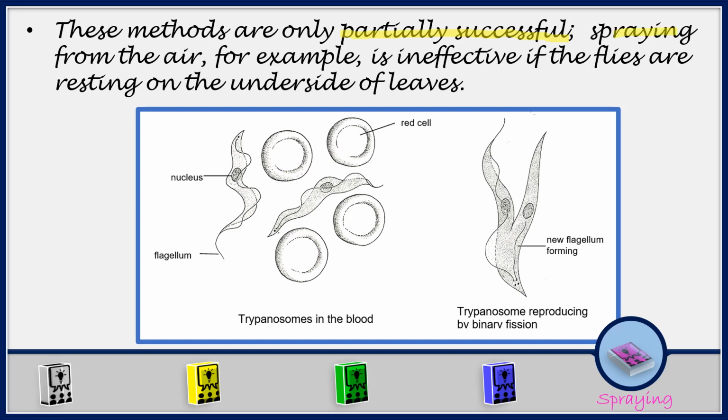Spraying of the air, for example, is ineffective if the flies are always resting at the underside of the leaf. That means that when you spray on the leaf and tsetse flies are below, hiding underneath, then the chemical will just stop on the surface of the leaf. So it is not going to be effective to destroy these flies because they are hiding away from the spray.